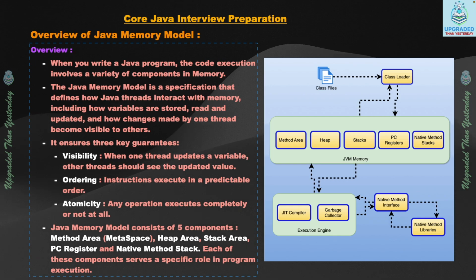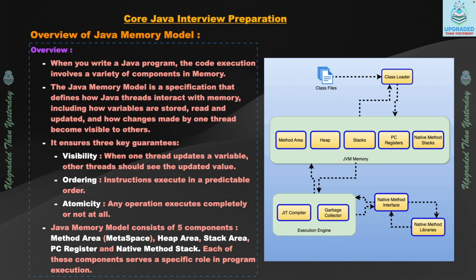It ensures three key guarantees. Visibility. When one thread updates a variable, other threads should see the updated value. Ordering. Instructions execute in a predictable order. Atomicity. Any operation executes completely or not at all.